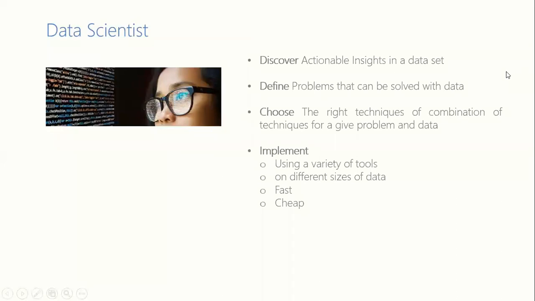A data scientist has a pretty complex role. He or she has to do a lot of things, but I think the top 3 are discover actionable insights in a particular data set and define the problems that can be solved with data in partnership with your business or your clients or your stakeholders and not alone. Also, choosing the right techniques or a combination of techniques, because it's not always one technique that gives you the right results, in order to solve a given business problem that you've defined.